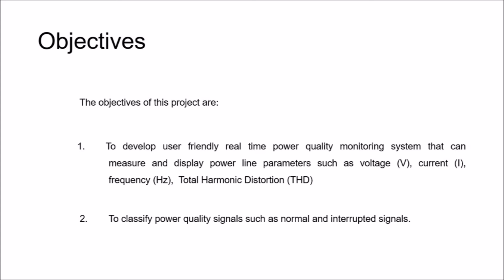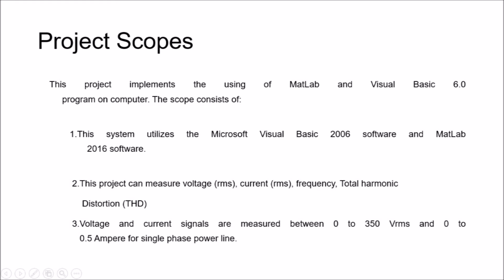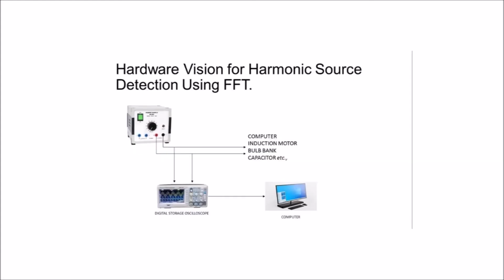And my project scopes are: the system utilizes the Microsoft Visual Basic 2006 software and MATLAB 2016 software. This project can measure voltage RMS, current RMS, frequency, and total harmonic distortion. The voltage and current signals are measured between 0 to 350 VRMS and 0 to 0.5 ampere for single-phase power line. And this is my hardware vision for harmonic source detection using FFT.